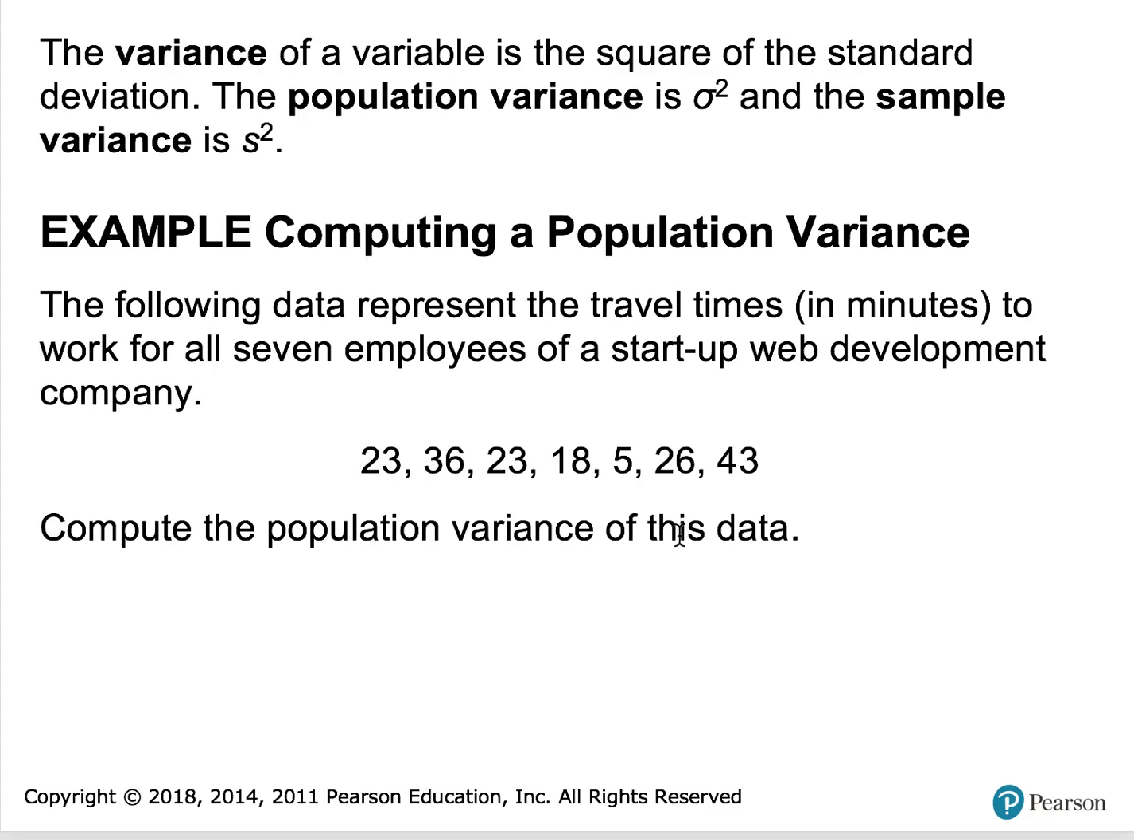A third measure of dispersion is called the variance. So here's the variance. The variance of a variable is the square of the standard deviation. So the population variance is sigma squared and the sample variance is S squared. The following data represent the travel time in minutes to work for all 7 employees. Compute the population variance. This is why I saved that standard deviation earlier. We had 11.36, and to get the variance, all I have to do is square that.